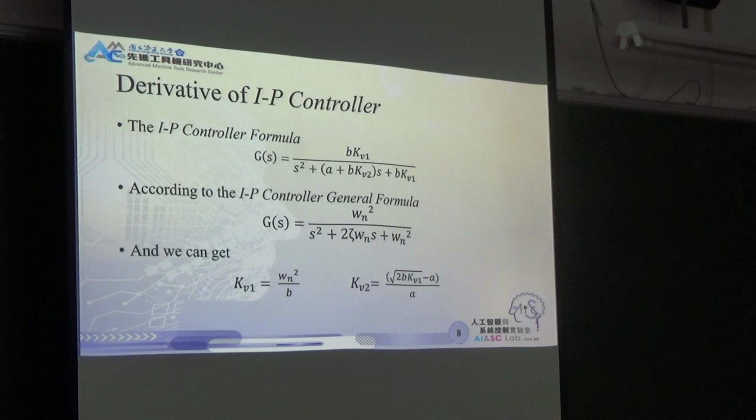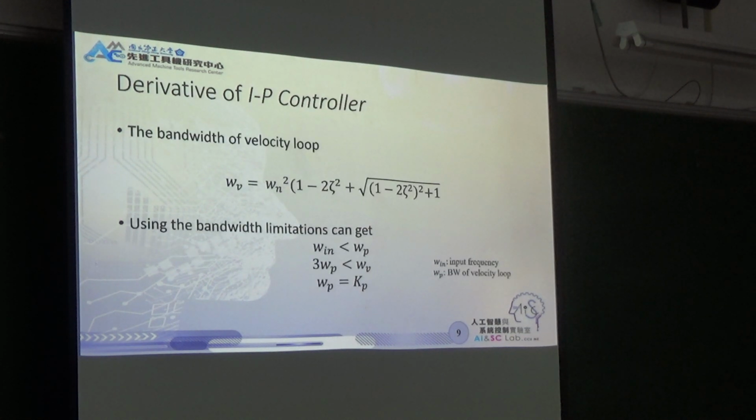Then by organizing it alongside the typical transfer function of the second order system, we can obtain KV1 and KV2 in here. And now, in setting, omega n will be obtained from the bandwidth constraint outlined below.